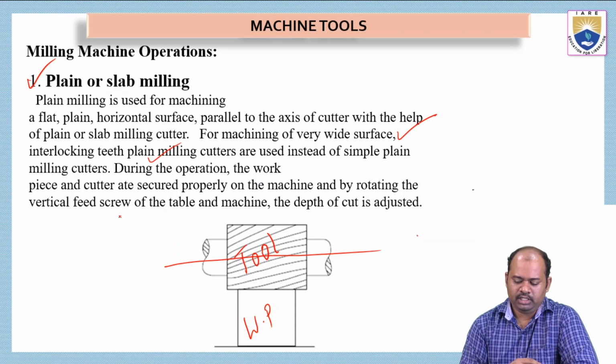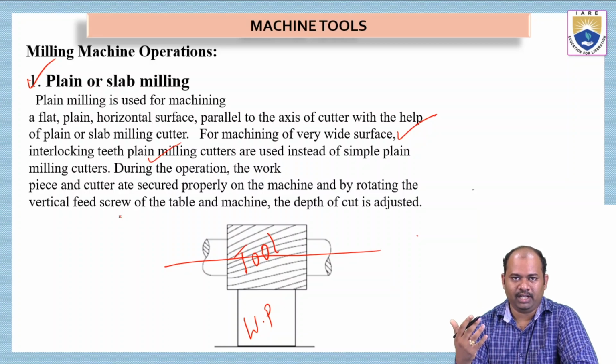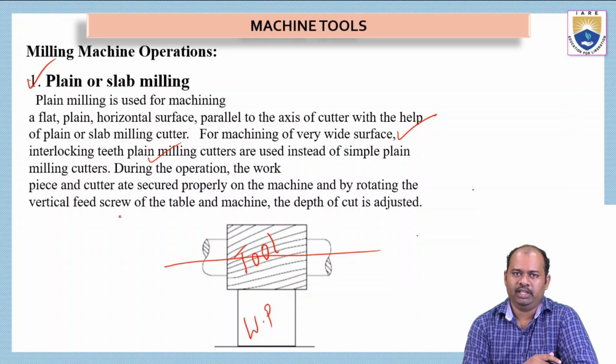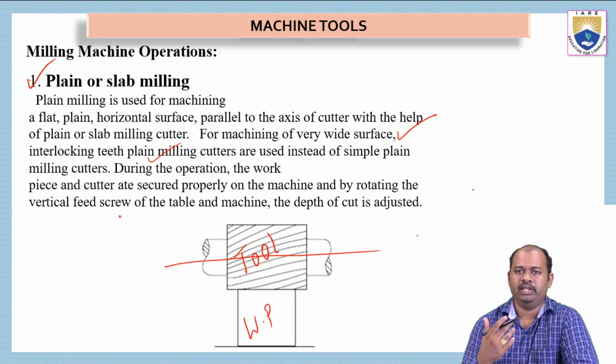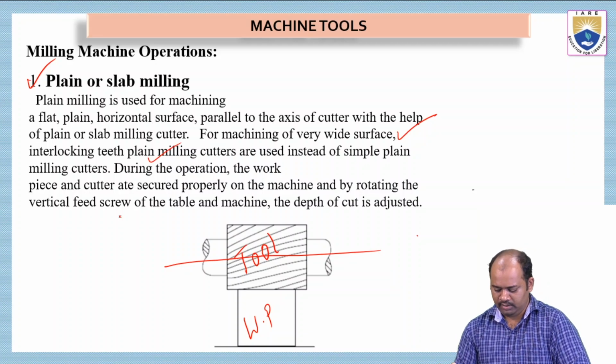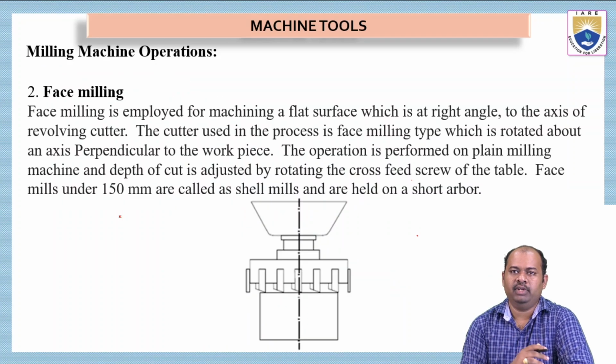By rotating the vertical feed screw of the table and machine, the depth of the cut is adjusted. We can adjust the depth or the feed of the cut by adjusting the vertical feed screw. So this is a simple type of milling process where we can do milling for flat, plain, horizontal surfaces. Okay, and then we have the second type of milling process.